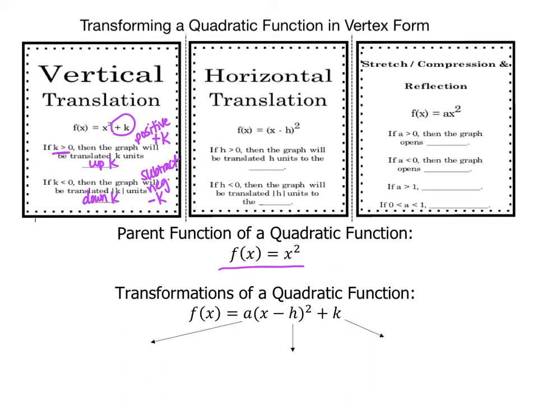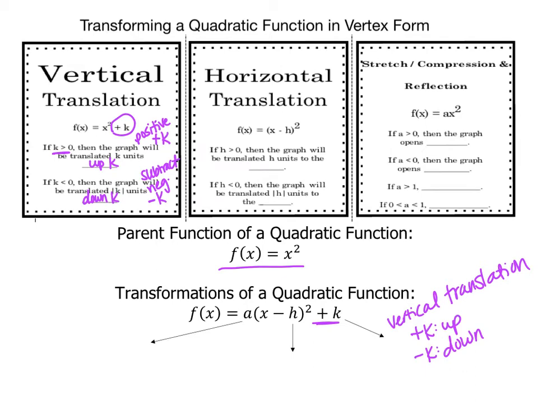All right, so if I look down here at our transformations, I see that this plus k is going to be that vertical translation. Plus k going up, minus k going down.